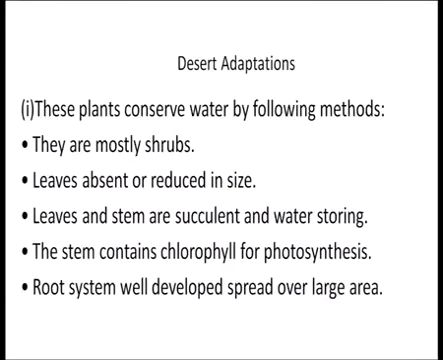The desert plants are adapted to the conditions of the desert. These plants have the following methods to meet with the scarcity of water. They are mostly shrubs. The leaves are absent or reduced in size. The leaf stems are succulent and water storing. The stem contains chlorophyll for the process of photosynthesis.